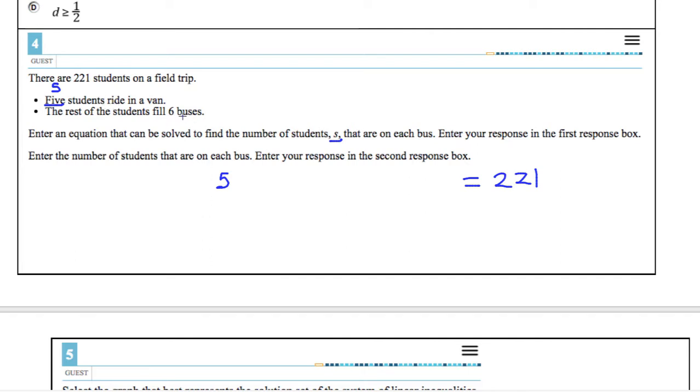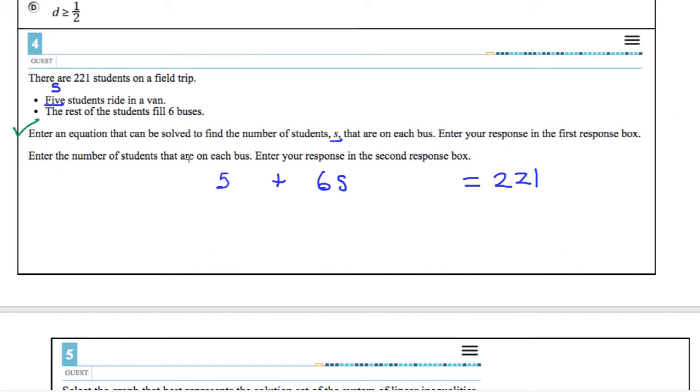But I do have multiple buses, and that means that we're going to be multiplying our S by 6. So I need to add this 6 times S, and that's my best attempt at an S. And that makes sense. Okay, so I'm going to first subtract 5, and then I'm going to divide by 6. So first I enter the equation, so I just did that. Let's check off that first step.